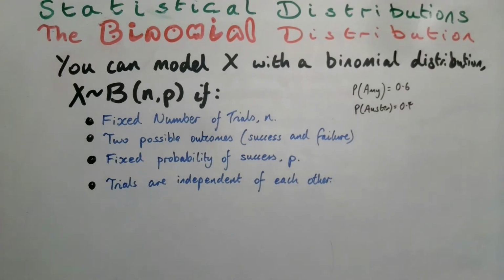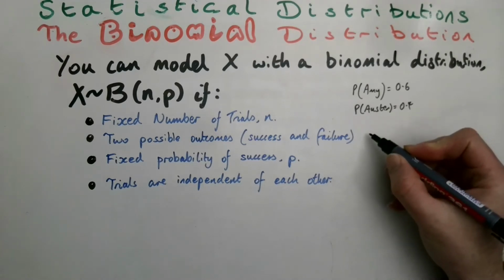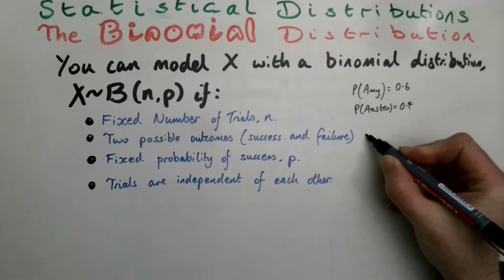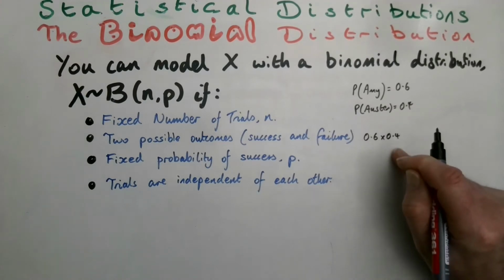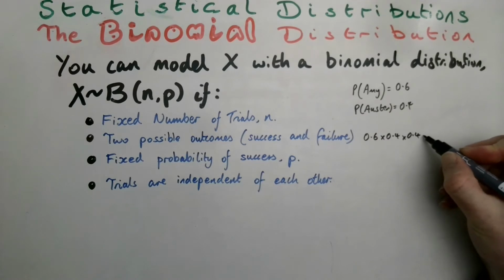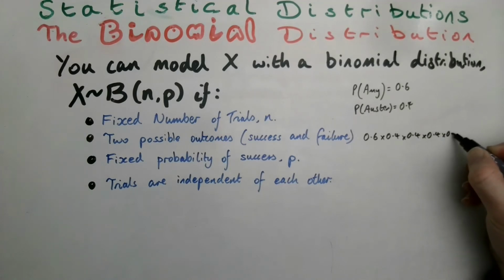And I might want to know, what is the probability that out of the 5 games they play, Amy wins exactly 1 of them? Let's say Austin has a really good day. Well, we could think about that, couldn't we? One of them, it could be the first one that Amy wins. So if that was the case and there were 5 games, you would have to do 0.6 times 0.4 for the first 2, and then Austin would have to keep on winning until we'd had 5 games altogether. So he would have to win 4 times in a row.